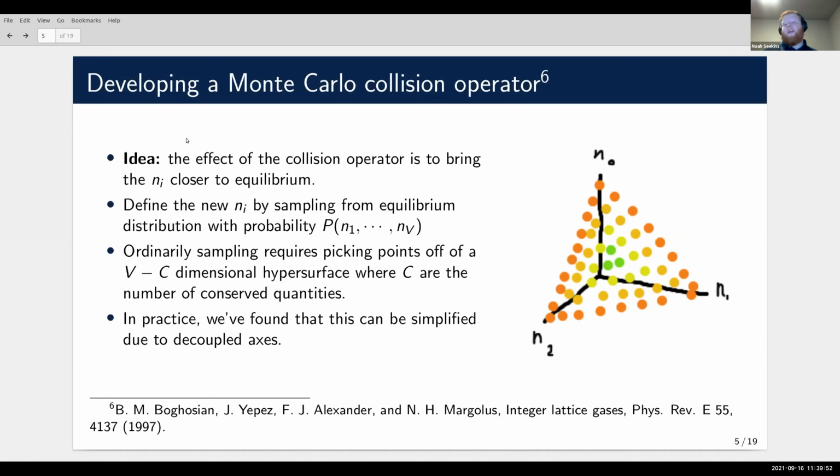However, we found that in essence, you can decouple the axes. So instead of doing, for the D1Q3 case, one sampling in a two-dimensional surface in a three-dimensional space, you can do two samplings, each in a one-dimensional surface. So in this case, we would sample a point along the N0 axis and then a point along the N1 axis. And since there's only three axes and our particles are conserved, that would define the point on the N2 axis on which we would have to be.